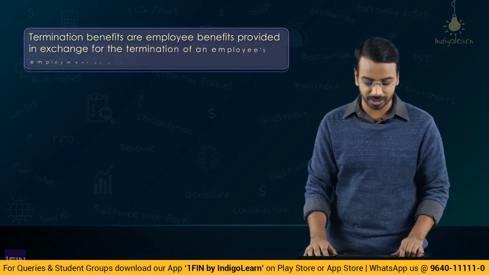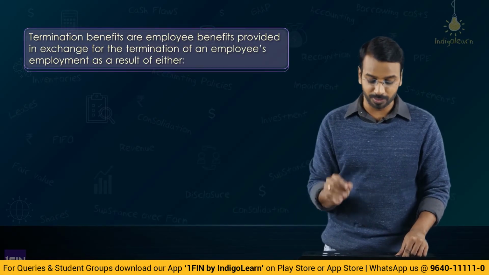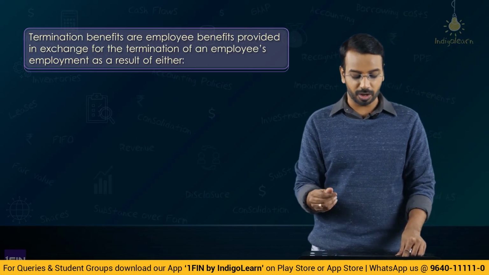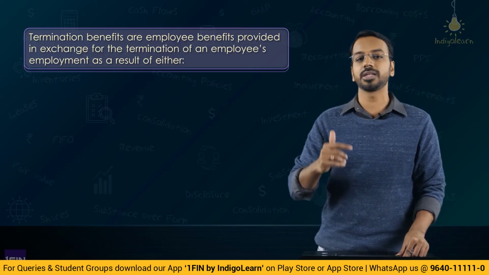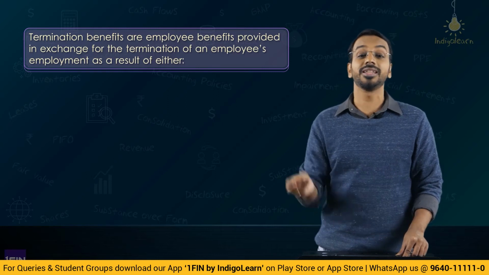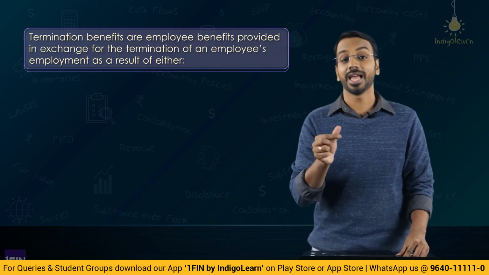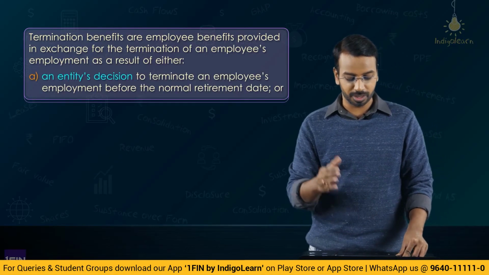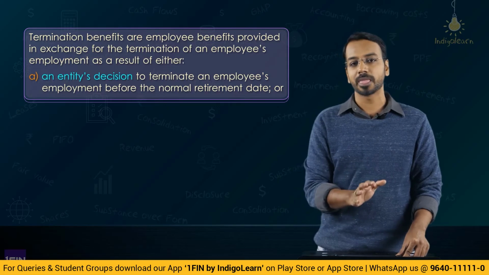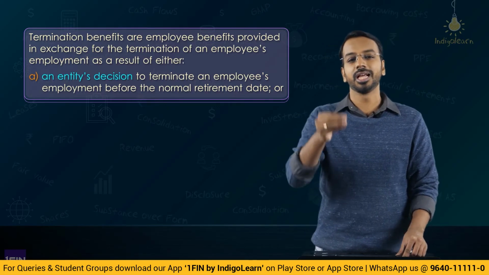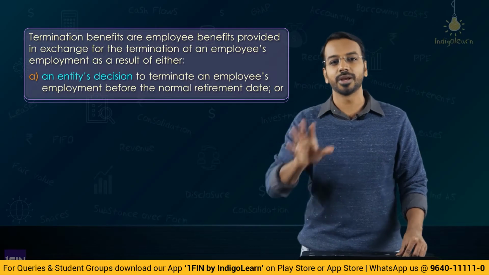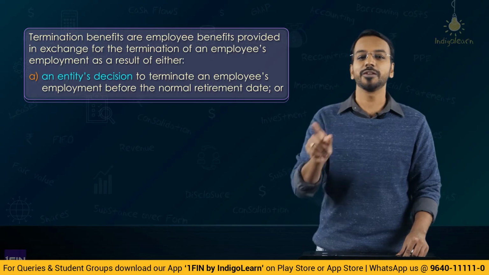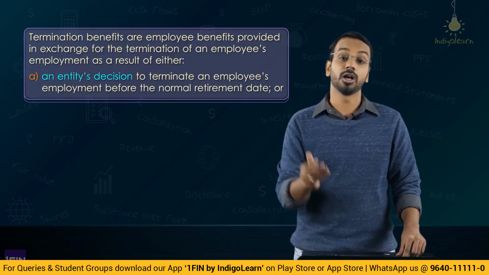Okay, so if you look at the definition, termination benefits are employee benefits provided in exchange for the termination of an employee's employment as a result of either of two things. So, what is this benefit provided for? Because there is a termination of employment. And when can that happen? First case, an entity's decision to terminate employee's employment before the normal retirement date. So, here it is not an option given to the employee. It is like, we are downsizing, we are firing you, as simple as that, okay, and the employment is terminated. In return for that, if any benefit is paid, that is called termination benefit.